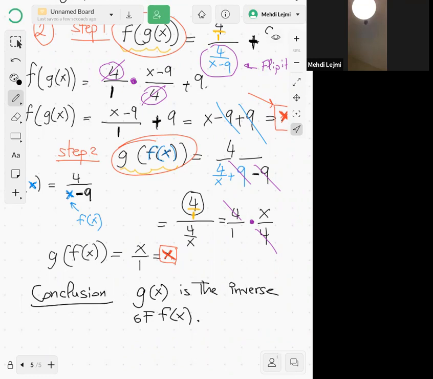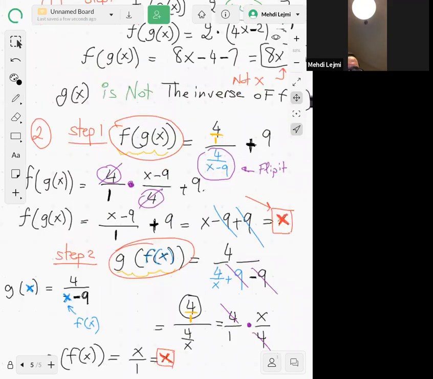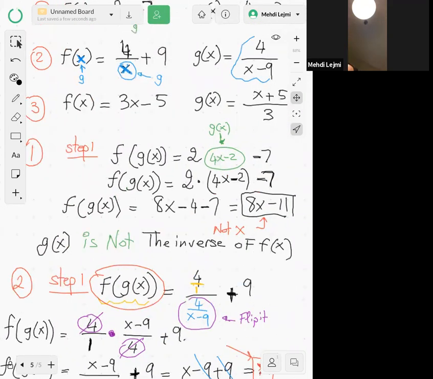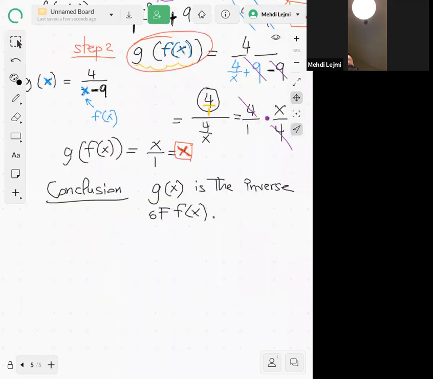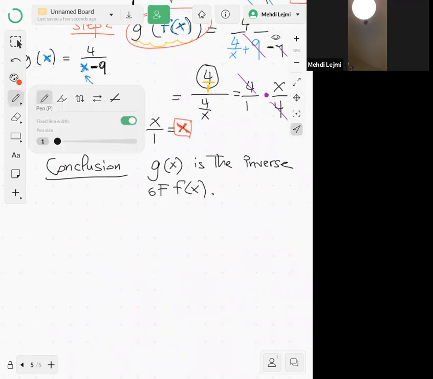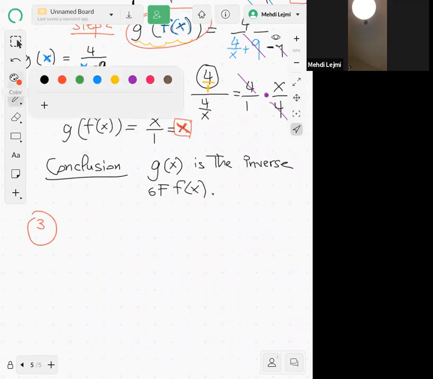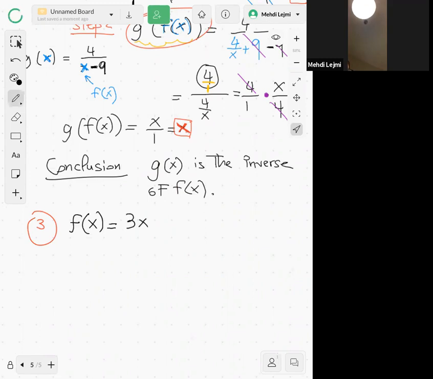Any questions, guys? Otherwise, let's move to the last problem, number 3. In number 3, we have f as 3x minus 5. I'm going to write down f and g again. So f is 3x minus 5, and g, we said, is actually x plus 5 over 3.